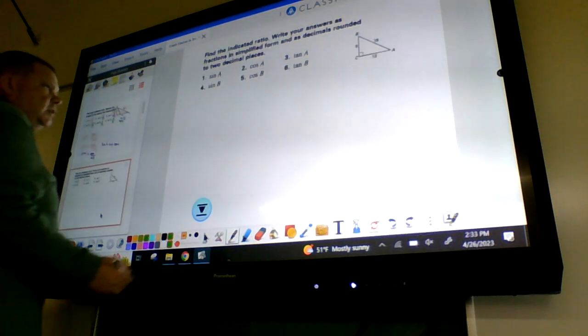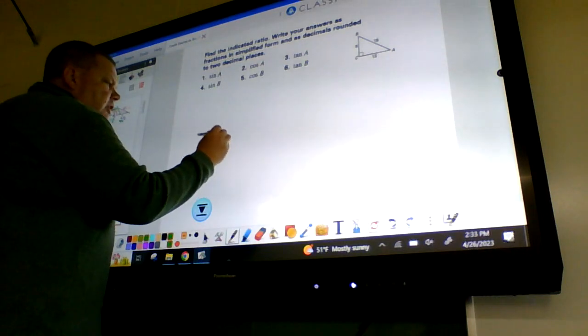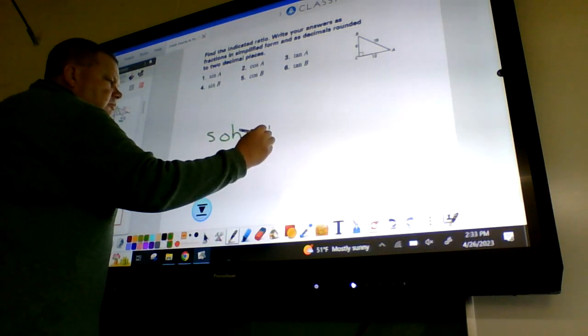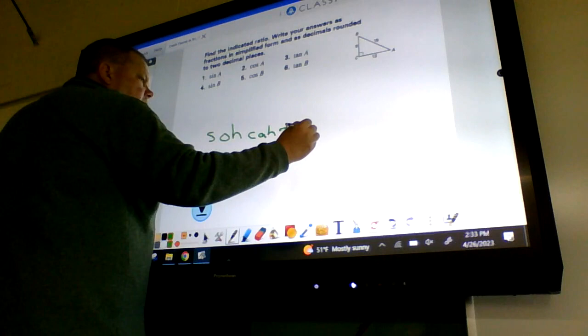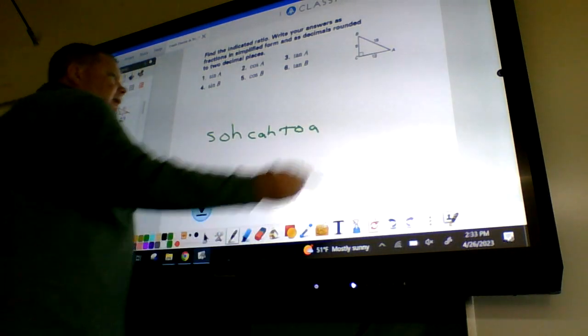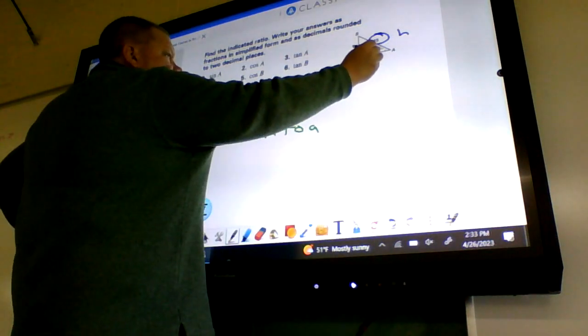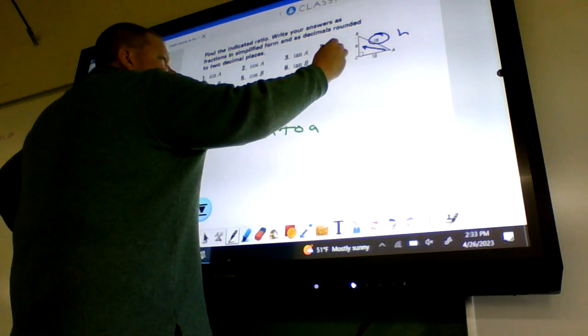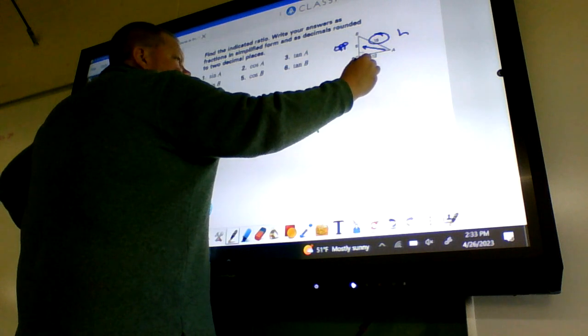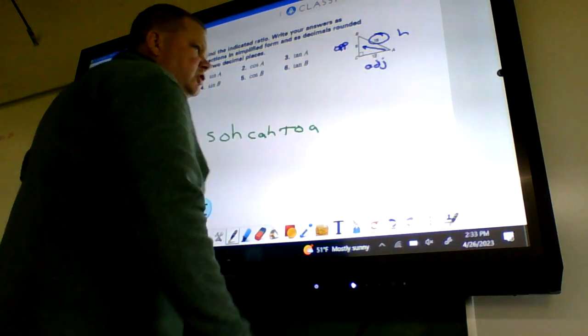Okay, so we come to the next slide. We're still looking at SOHCAHTOA. I'm going to go blue on this first part. My hypotenuse is 15. Again, we're going to start with angle A. So my opposite side is 9, and my adjacent side then is the remaining piece, which is 12.